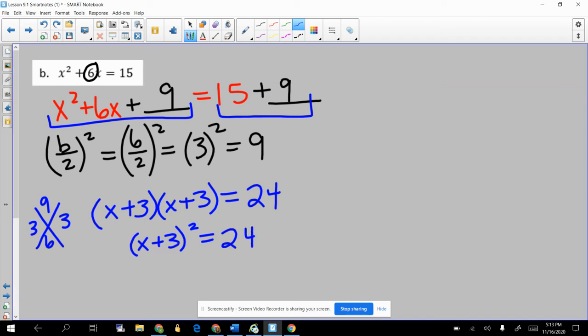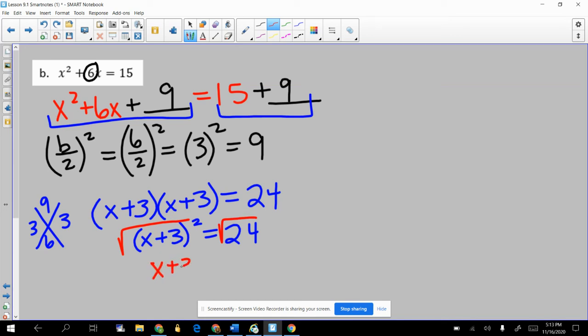And then now we can take the square root of each side. So that's going to leave us with x plus 3 here. And then here we get into a problem where 24 is not a perfect square. So this is where we need to break down our radical like we were doing in class the other day.